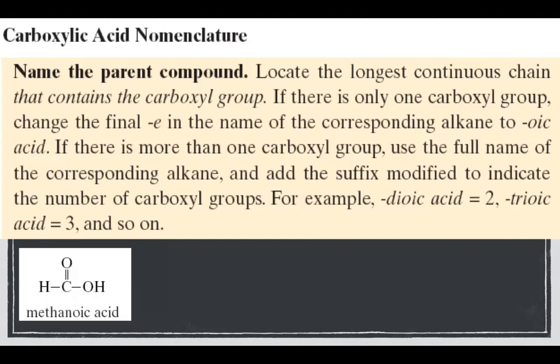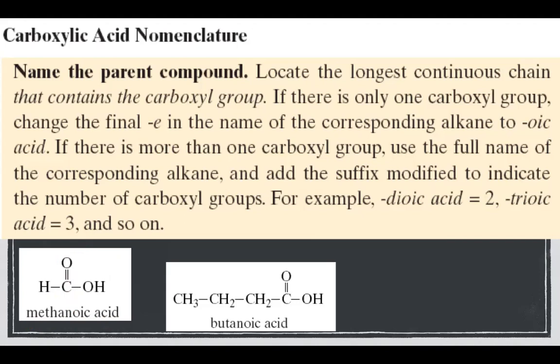So here is methanoic acid. Again, one carbon is meth. You see that carboxyl group, that tells you it's a carboxylic acid. So you drop the E from methane, methanoic acid. This one, butanoic acid, because you've got 1, 2, 3, 4 carbons, which is but. And again, it comes at the end.